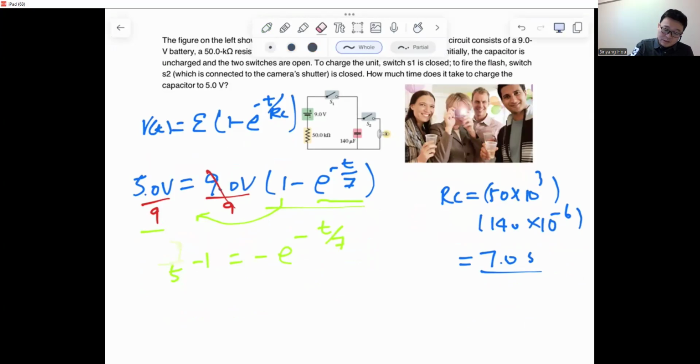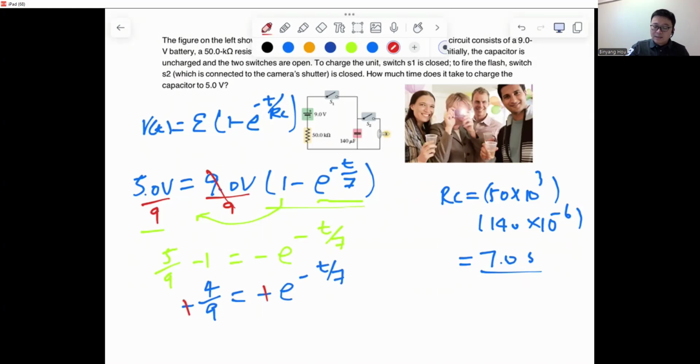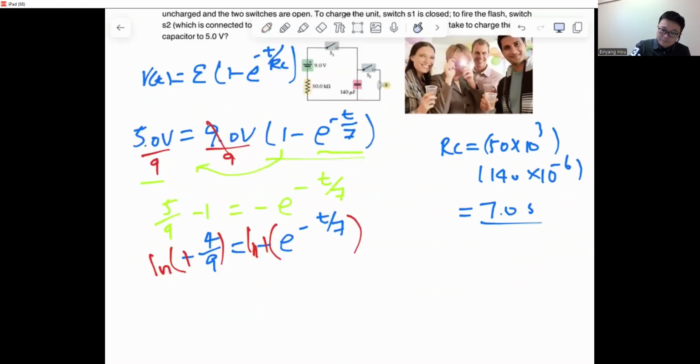5/9 minus 1 gives you negative 4/9, which equals negative of e to the minus t over 7, so the negatives cancel. Now t is in the exponent here, so you want to do the inverse of the exponent, which is the natural logarithm. You take the natural log of both sides of the equation to get rid of e. On the right-hand side it becomes just minus t over 7, and on the left-hand side you have the natural log of 4/9.